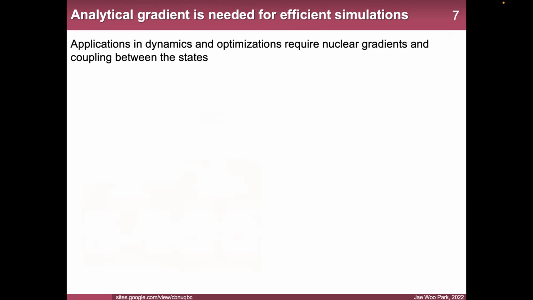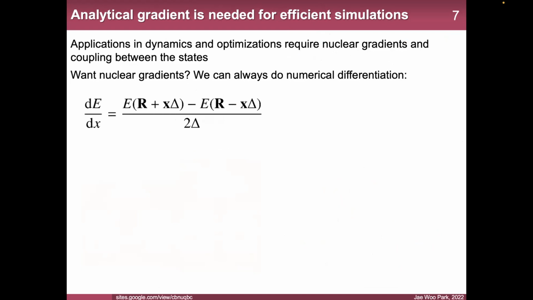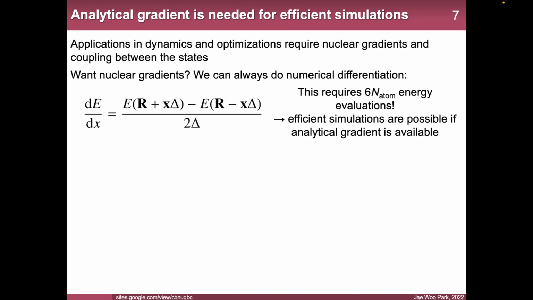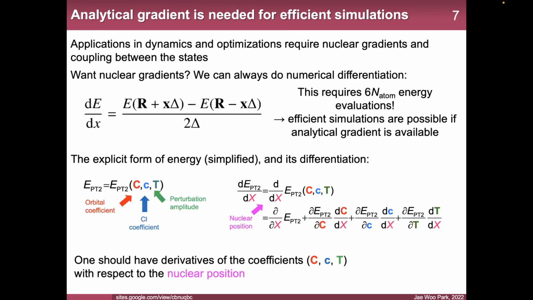So the developments that made this kind of calculation possible are like this. The applications in dynamics and optimizations require nuclear gradients and probably non-adiabatic coupling between the states. And you need derivatives, right? So if you want nuclear gradients, we can always do this kind of numerical differentiation, right? But the thing is that this requires 6 N_atom energy evaluations. So we need analytical gradients.